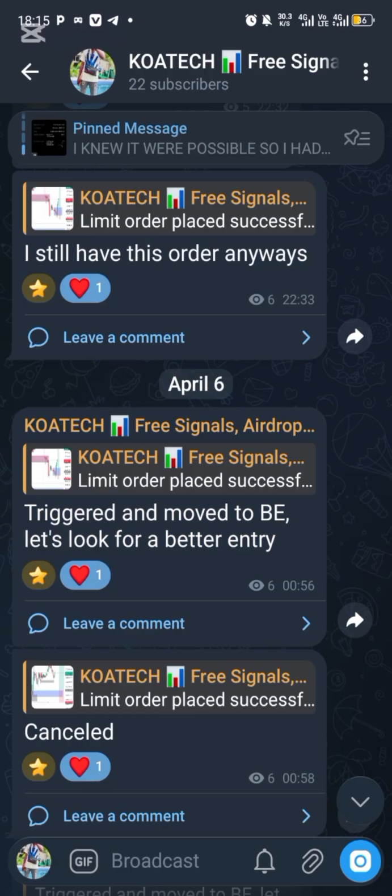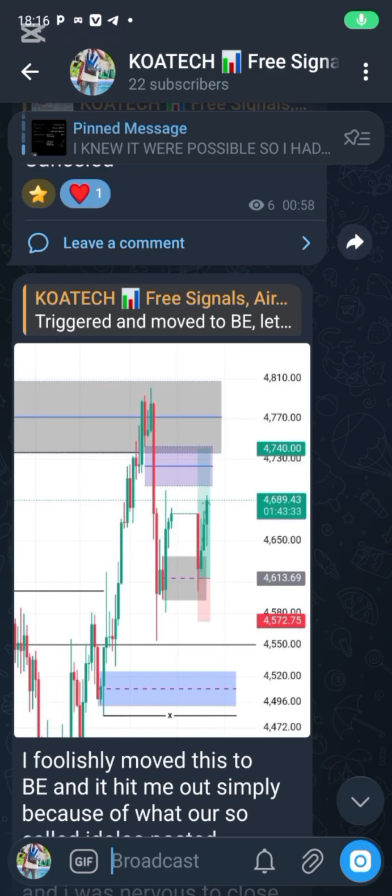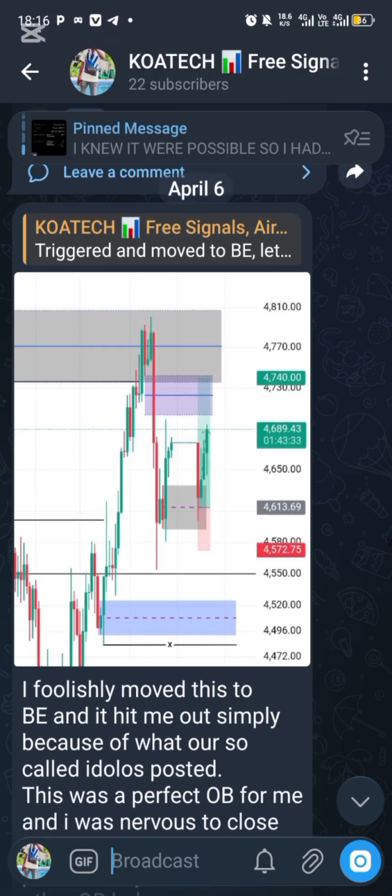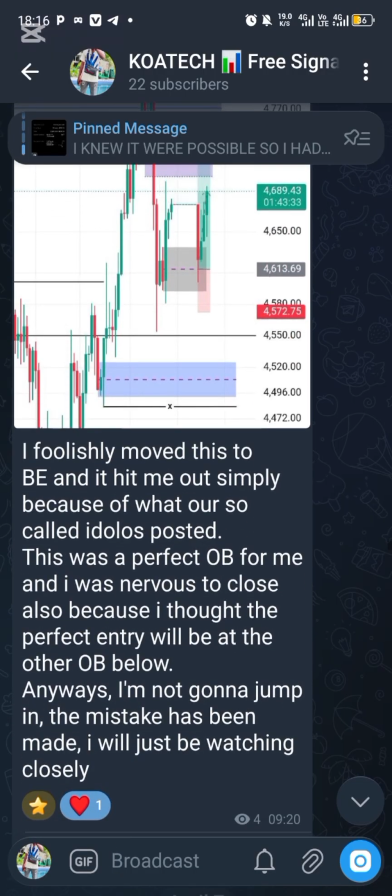Actually, I blamed myself a lot for moving this trade to B without even taking partials, or without the trade moving. The trade did not even move at all before I moved to B, and this was what happened. When the trade later moved to my initial target, look at what I wrote here. I foolishly moved this to B, and it hit me out simply because of what our so-called Dolos posted.